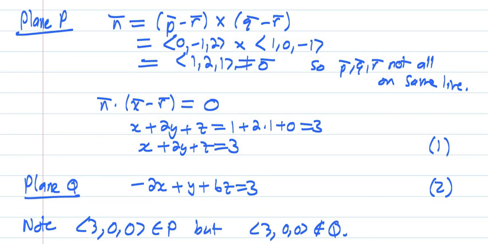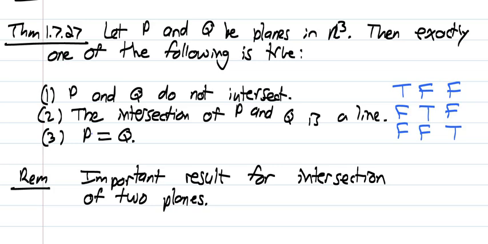All right. So we saw that this point is sitting on plane P, but this same point is not sitting on Q. All right. So what can we conclude? We can conclude that P and Q are not the same. So they have to be different planes. So this is good news, because this means that in our theorem, P equals Q does not happen.